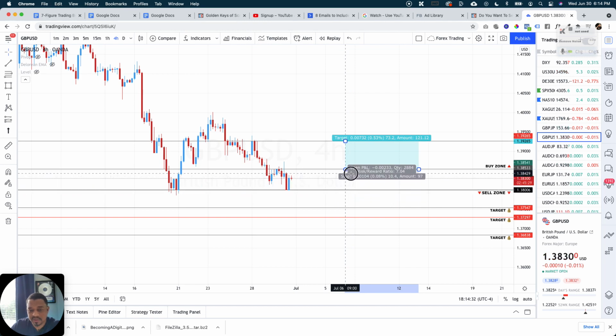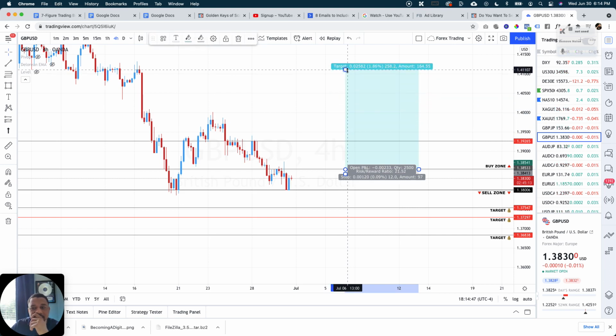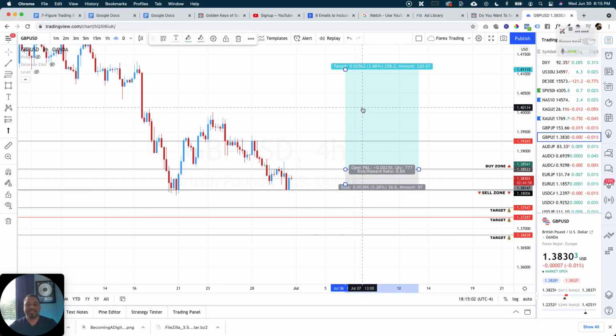My stop loss is up in this area, 1 to 6. My second target will be in here. So now we're at 1 to 10. My third target is up here. So now we're at 1 to 20. I'll risk $1 to make $20 all day, every day. I can even widen my stop loss and still have a 1 to 7. So that's how I trade.